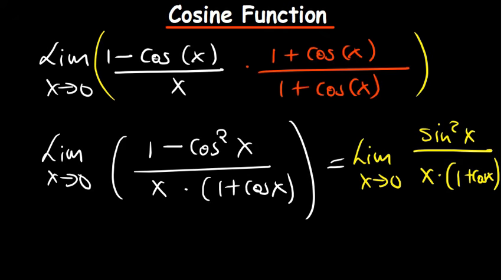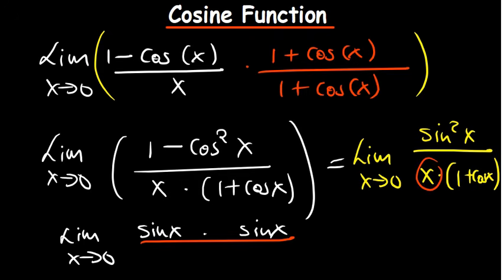We can have the limit as x approaches 0, and then sine squared of x is the same as sine x multiplied by sine x, and then I can separate the denominator as well. We have the x part, and then we also have the 1 plus cosine of x. If you remember what we talked about, sine x over x when x approaches 0 is equal to what? So we can distribute the limit, so that we have two different parts.